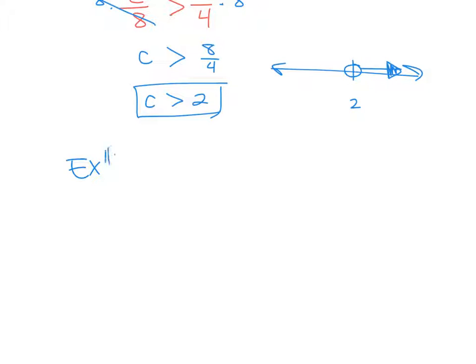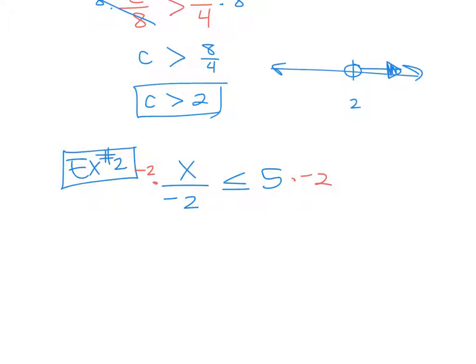We're going to call this example 2 because this is where we get more negatives coming into play. So x divided by -2 is less than or equal to 5. Okay, how do I isolate my x? Multiply by -2 on both sides, okay? So the -2's cancel.